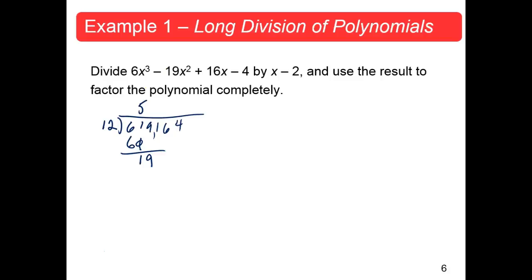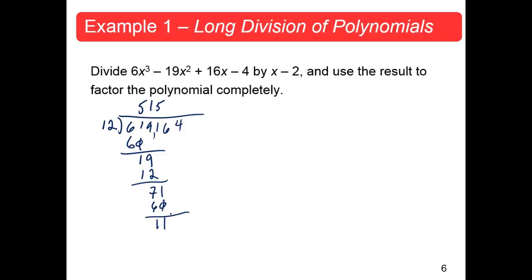Okay, keep going. Will 12 go into 19? How many times? 1 time. Then what do you do? Multiply, and that gives you 12. And then you subtract, that gives you 7. Then you bring down a 1. Will 12 go into 71? 5 times. Then what do you do next? Multiply, and that gives you 60. And then you subtract, that gives you 11.